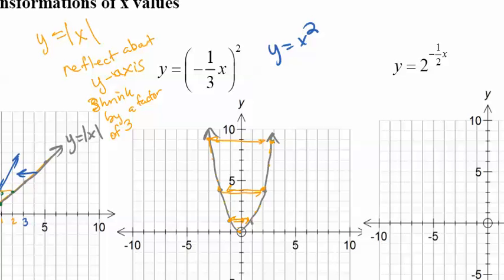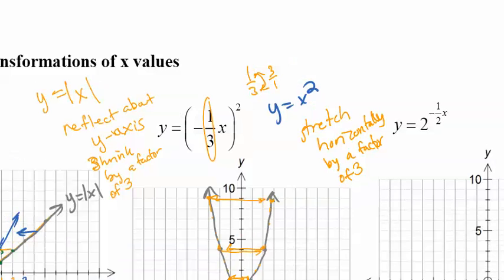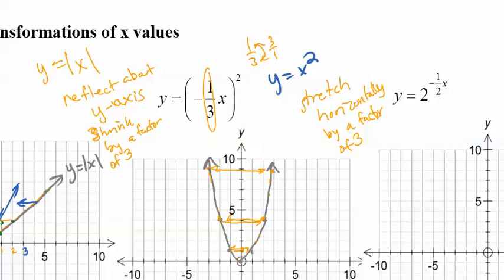And now what we're going to do is, since our value in this case is 1/3, it's going to stretch horizontally by a factor of 3. Because if we take 1/3 and flip it, do the opposite, it's going to be 3 over 1. So all of our x values are going to be multiplied by 3. So if x was 1, then it's 1, 2, 3, 4, 5, 6, 7, 8, 9.